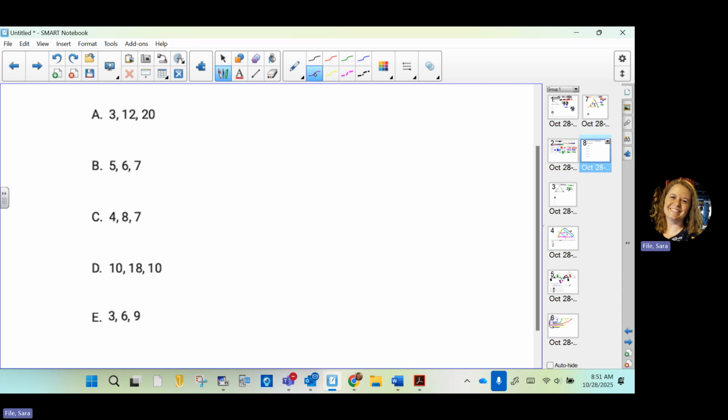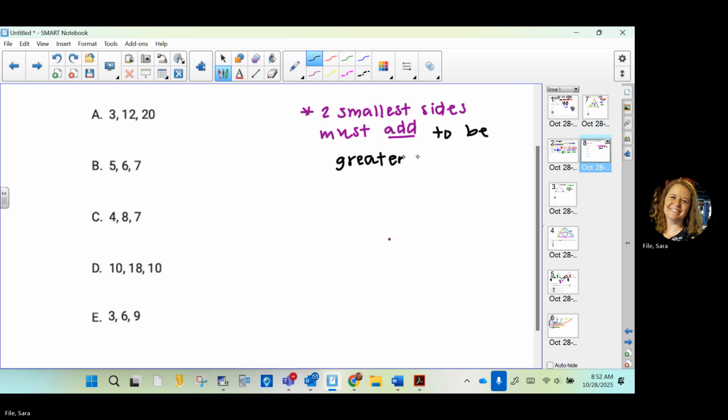So there's 3 sides of a triangle, right? We have to take 2 of them. Which 2 are we going to look at? Not necessarily the first 2. Oh, the smallest. The 2 smallest. So what you need to know are the 2 smallest sides, or shortest sides, must add to be bigger or greater than the largest side, or the longest side.